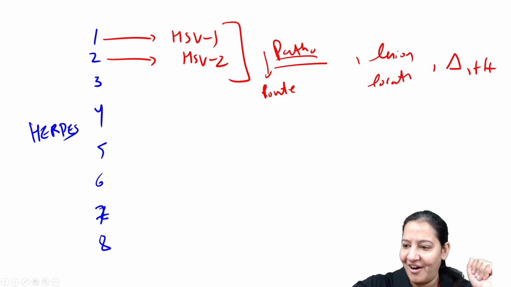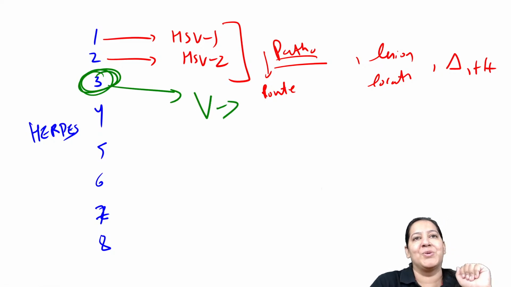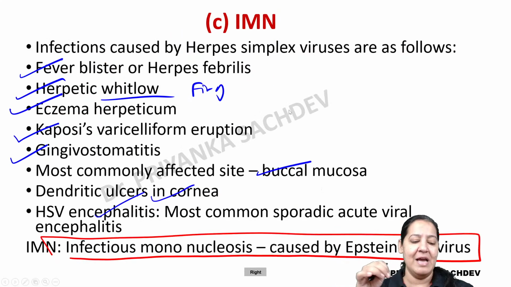Let me start the third herpes, herpes type 3. The name of herpes type 3 is Varicella zoster. So, starting the third herpes, Varicella zoster.